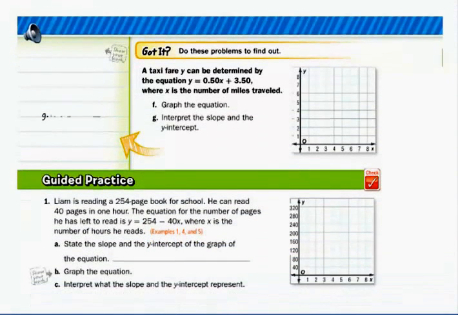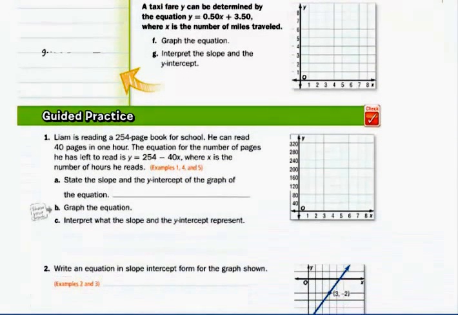Let's look at some guided practice. Oh, Liam. Liam is my favorite boy. He is reading a 254-page book for school. He can read 40 pages in 1 hour. The equation for the number of pages he has left to read is y equals 254 minus 40x, where x is the number of hours he reads. State the slope and y-intercept of the graph.